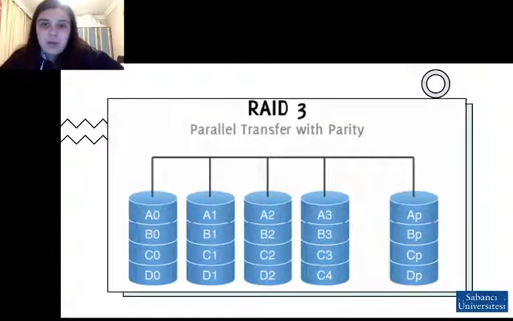The diagram here has 5 disks. In disk 1 we have blocks A0, B0, C0, D0. In disk 2 we have blocks A1, B1, C1, D1. In disk 3 we have blocks A2, B2, C2, D2. In disk 4 we have blocks A3, B3, C3, and D3. In disk 5 we have parity blocks AP, which includes A0, A1, A2, A3, and BP, which includes B0, B1, B2, B3, and we have CP, which includes C0, C1, C2, C3. At last we have DP, which includes D0, D1, D2, and D3.